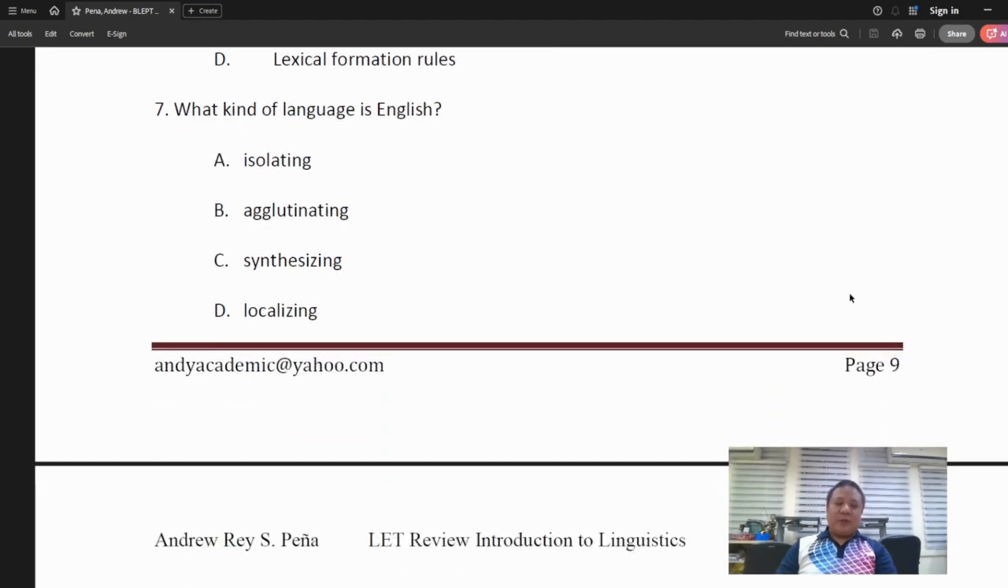Number 7. What kind of language is English? A. Isolating. B. Agglutinating. C. Synthesizing. D. Localizing. The answer is B, agglutinating. It's not isolating like Chinese. It's not synthesizing like Spanish. It's not localizing. And it's agglutinating, meaning it adds morphemes together, but the morphemes can be identified.